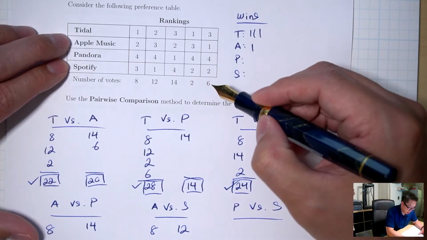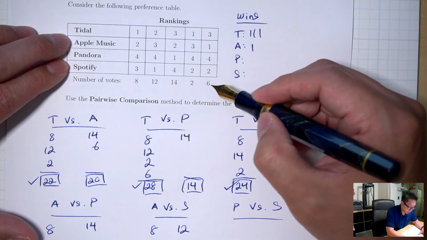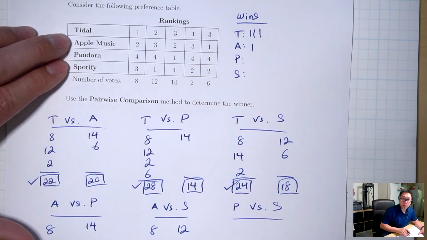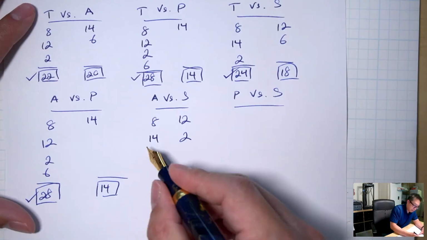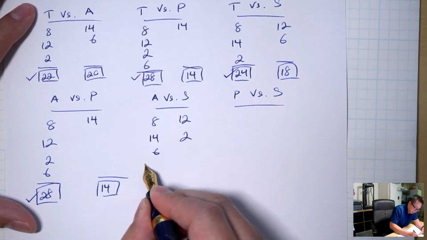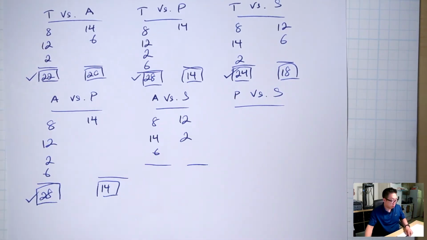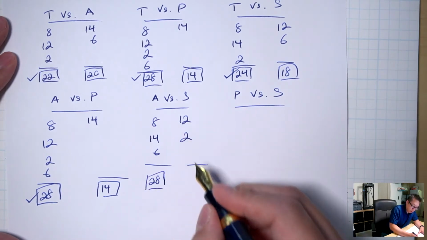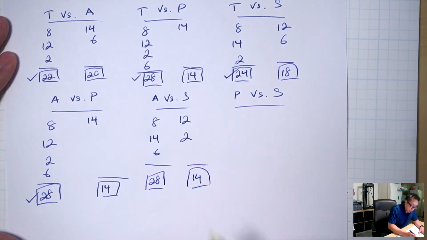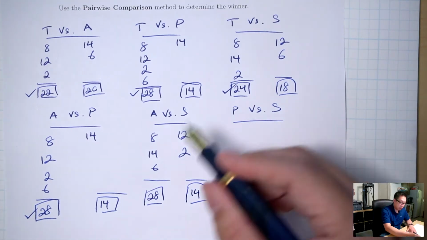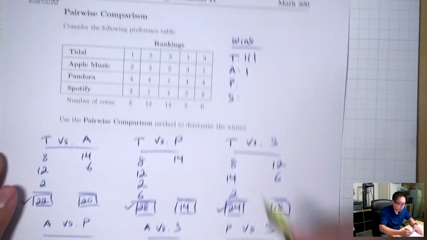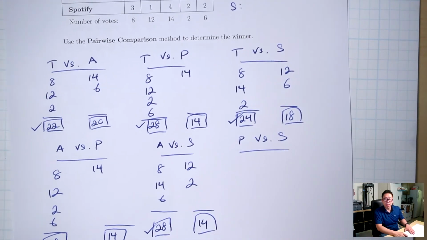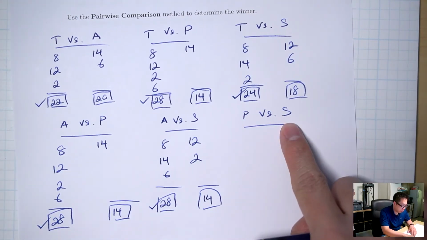And then finally, the 6 is 1 versus 2. The 6 will go for the 1, which is Apple. So 6 to Apple. Okay, 8 plus 14 plus 6, that's 28. 12 plus 2 is 14. Okay, Apple versus Spotify. This is another win for Apple. And then finally, Pandora versus Spotify.